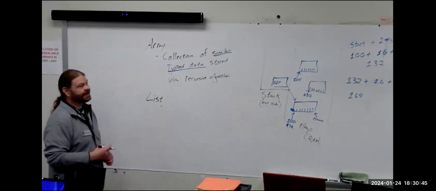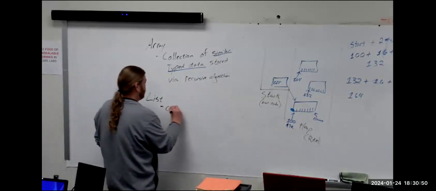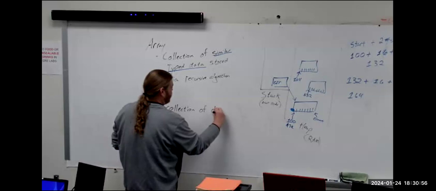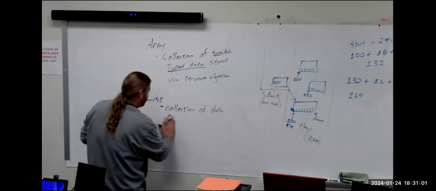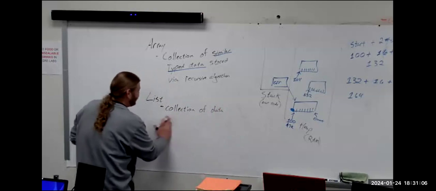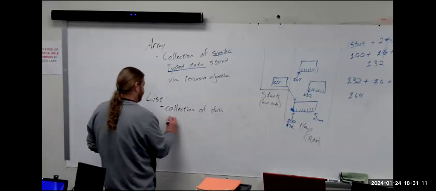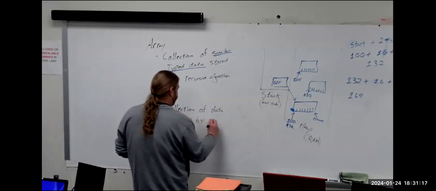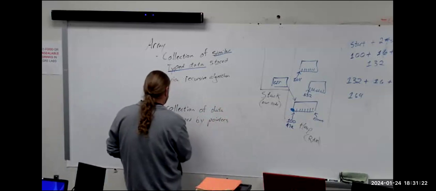So a list is a collection of data organized or stored. Yeah, the technical definition has a bunch of extra words: stored in RAM and organized by pointers to other elements.